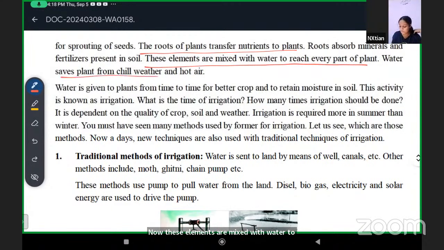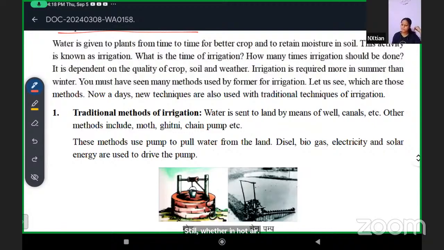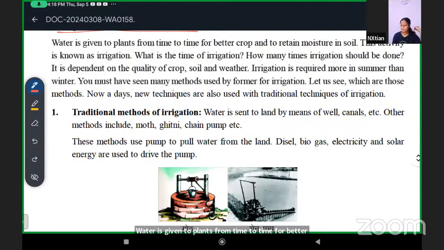Water saves plants from chill weather and hot air. Water is given to plants from time to time for a better crop and to retain moisture in the soil, so that plant growth is healthy. This activity is known as irrigation.